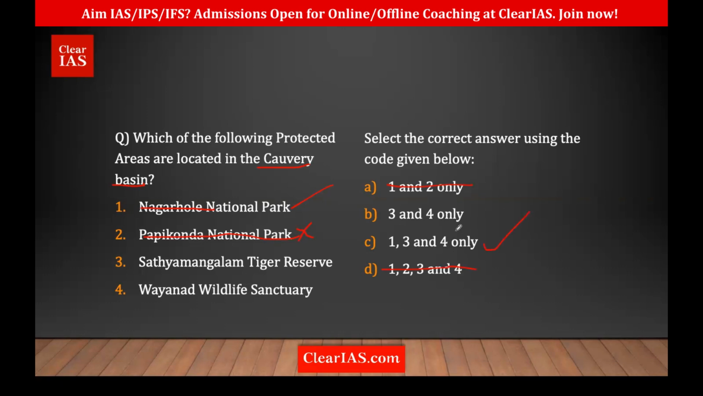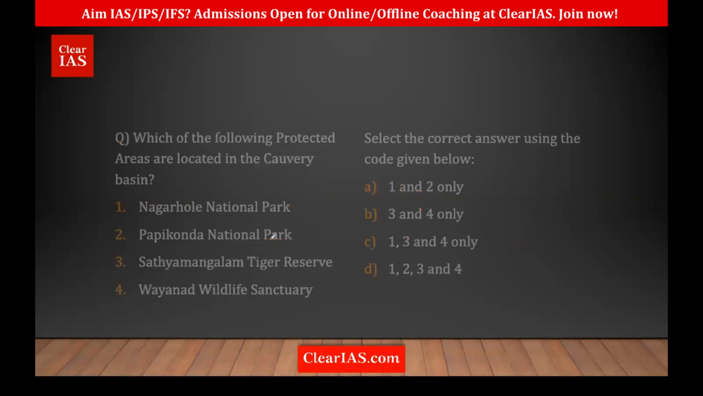But before arriving at that, just read the next 2 options. So Sathyamangalam. Yes, this is right. Okay, Sathyamangalam is right. We have the Bhavani River flowing there. Wayanad Wildlife Sanctuary, they are tributaries of Kabini. Kabini is flowing through it. So the answer is C. This is the right answer. We are eliminating just 2. We have 1, 3 and 4. These are correct. So these 3 are in the Kaveri Basin.